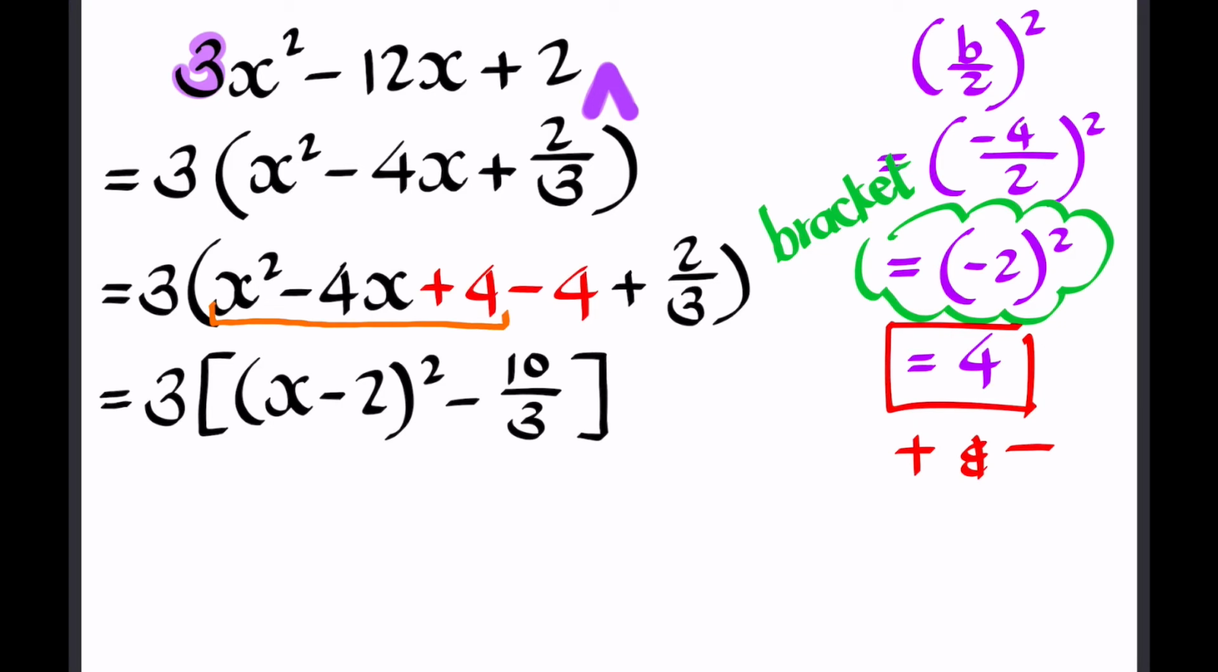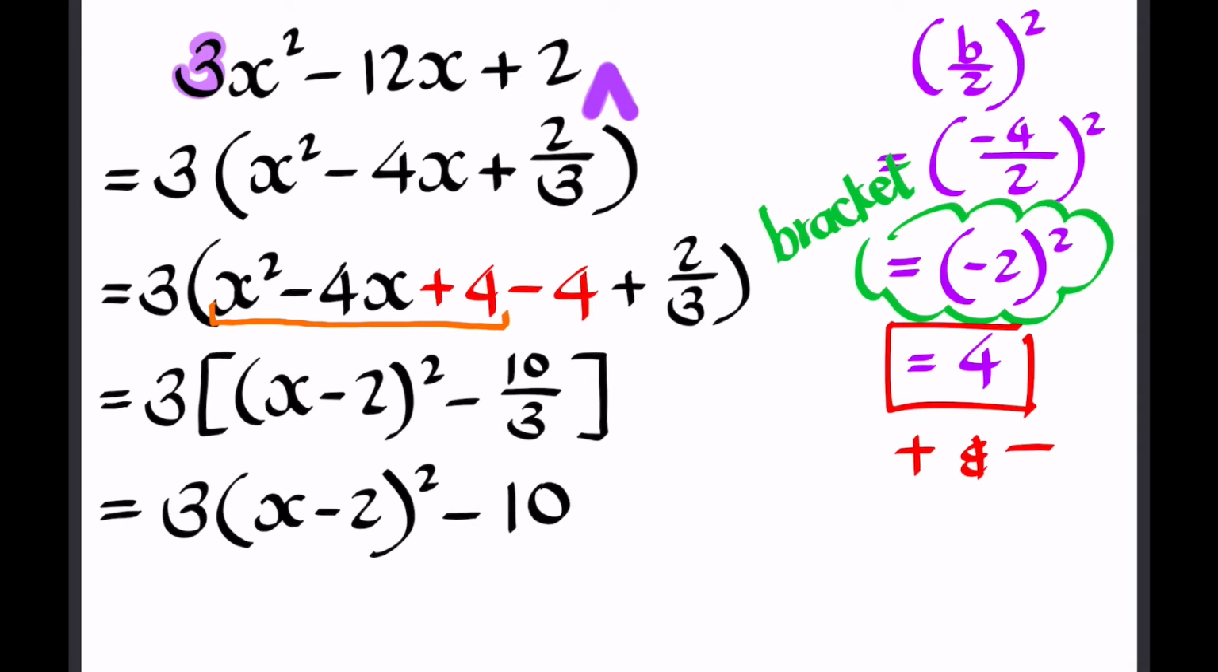All right, but now that 3 on the outside, I took it out, so I need to put it back. So I'm going to multiply it in with both terms inside the brackets. So now I have 3 into x minus 2 all squared, and then 3 times negative 10 over 3 is negative 10. So if I took 3x squared minus 12x plus 2 in standard form, and I changed the form and I completed the square, I would get 3 into x minus 2 all squared minus 10.